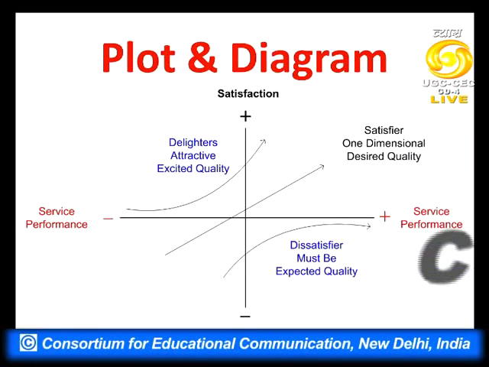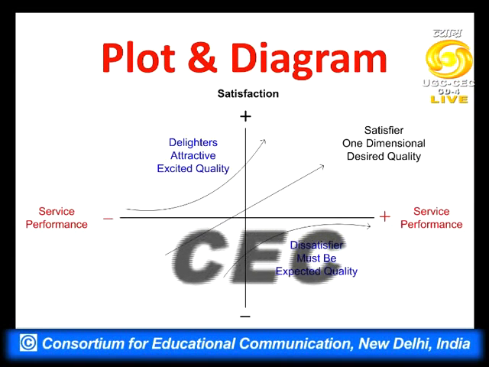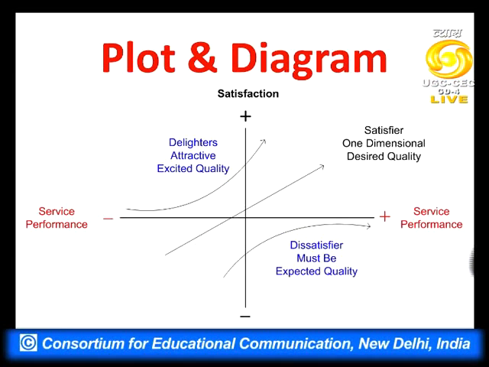And then we will have plot and diagram. Based on the identified satisfiers, dissatisfiers, etc., we will have the diagram which has been given by Kano. We will prepare this diagram and find out where exactly we are to operate.